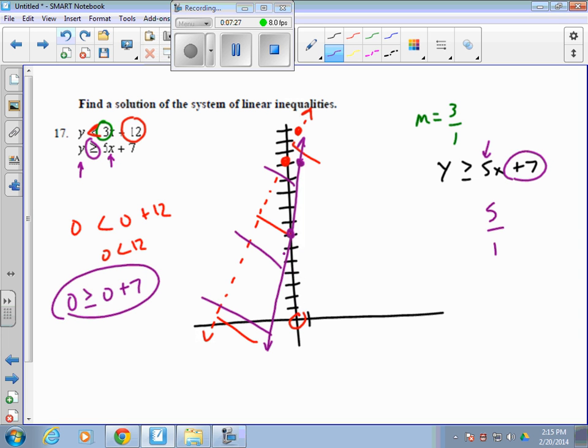So when it tells you to find a solution here, you're picking any point that falls in this overlapped area here. Any xy value, any ordered pair that falls in that area will make both of them true. So what you're going to do is graph those two inequalities and choose the ordered pair that makes both of them true. Choose the ordered pair that falls in the overlapped area.